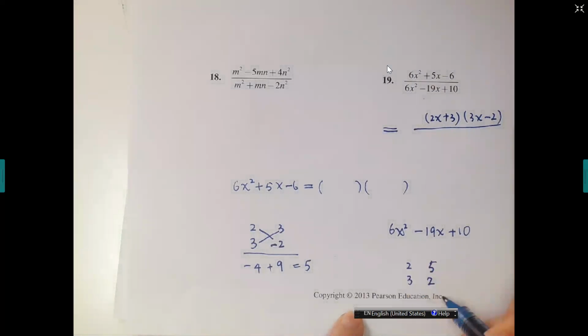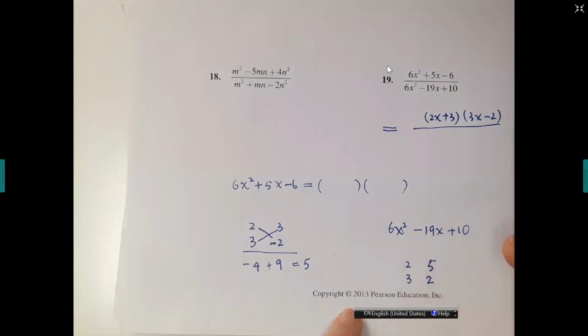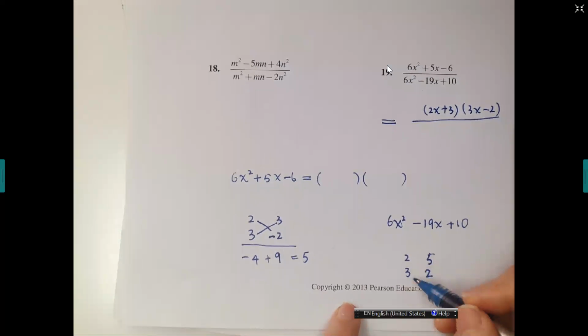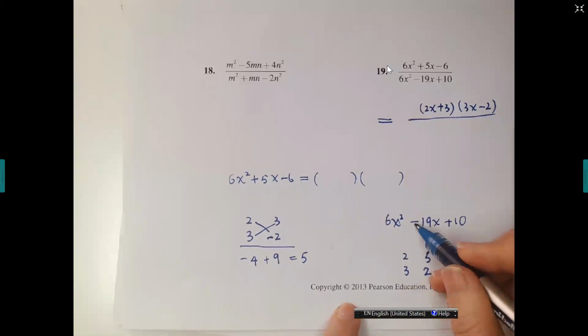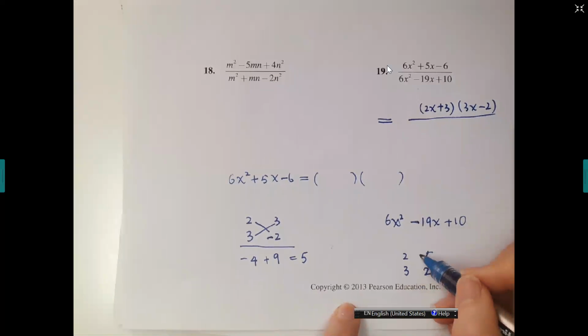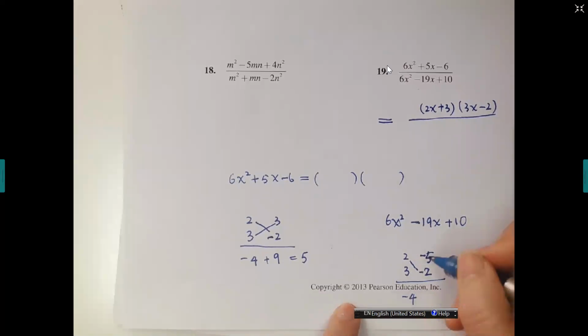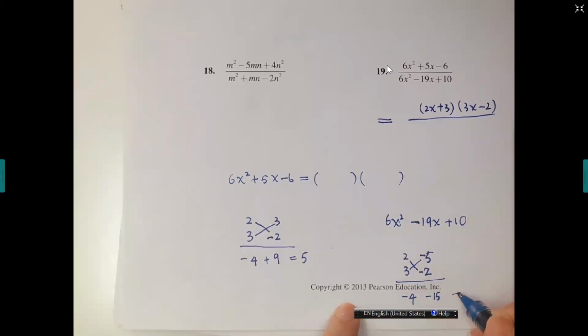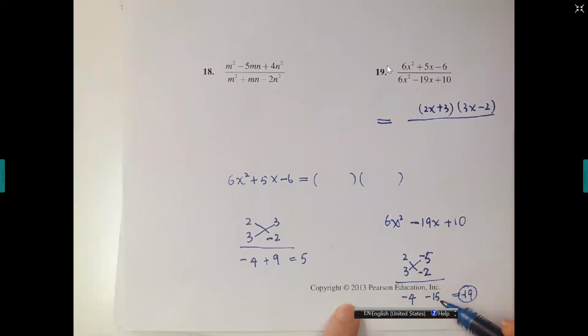So I did a lot of pre-screening here, and I end up with this arrangement. To get a negative 19, I should give negative signs to both numbers, because negative plus negative stays negative. Now double check. Did I get the right combination? 2 times negative 2, negative 4. 3 times negative 5, negative 15. Negative 4 plus negative 15 equals negative 19. That's exactly the middle term here. All done.